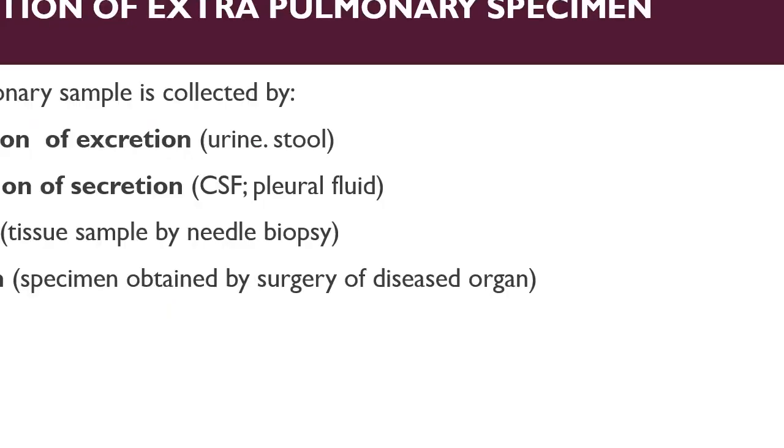The specimen required for the diagnosis of extrapulmonary tuberculosis can be obtained by collection of excretions, that is urine or stool, then the aspiration of secretions like cerebrospinal fluid and pleural fluid. Then we can do a biopsy and collect the tissue sample, and we can go for surgical excision to obtain part of the organ for diagnosis.